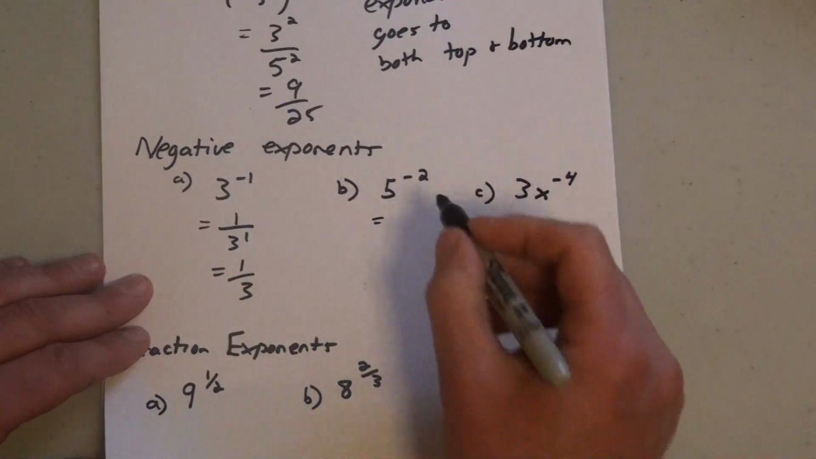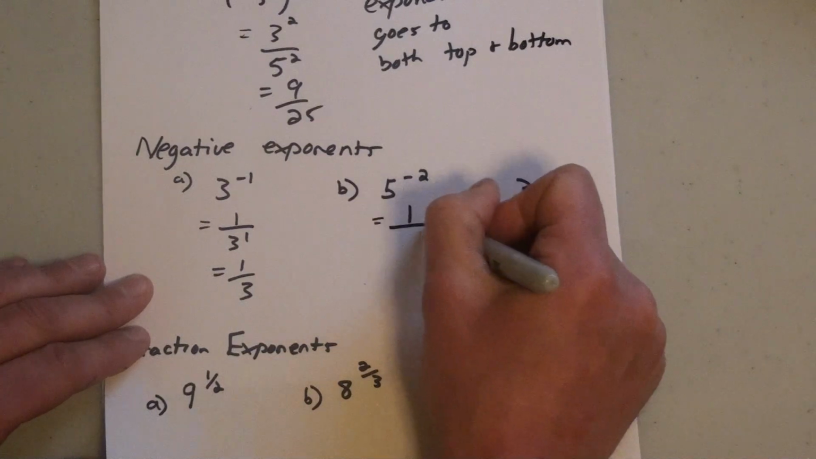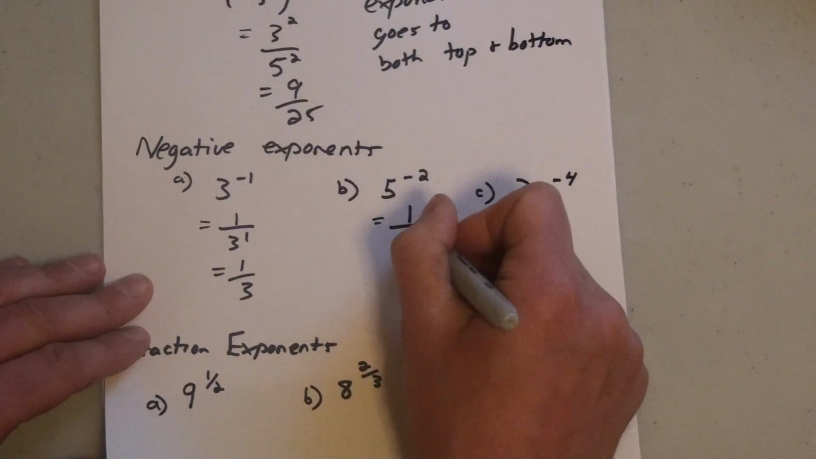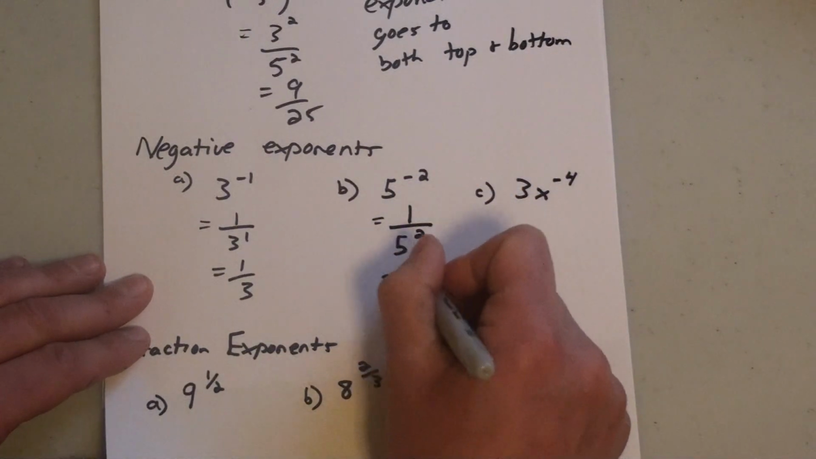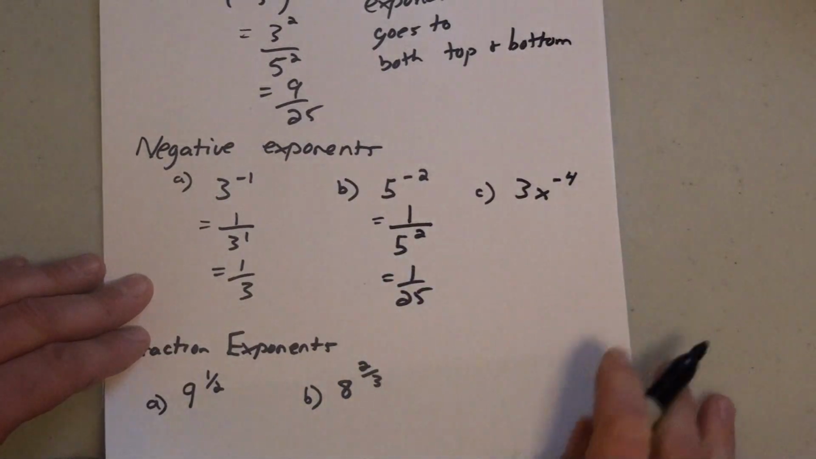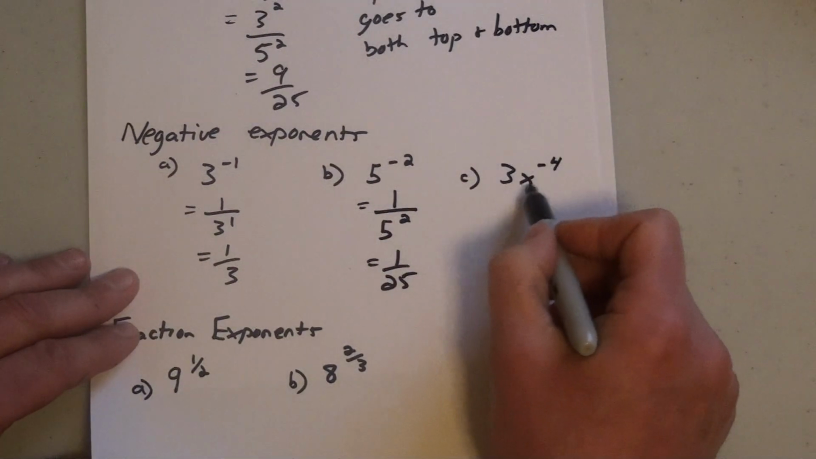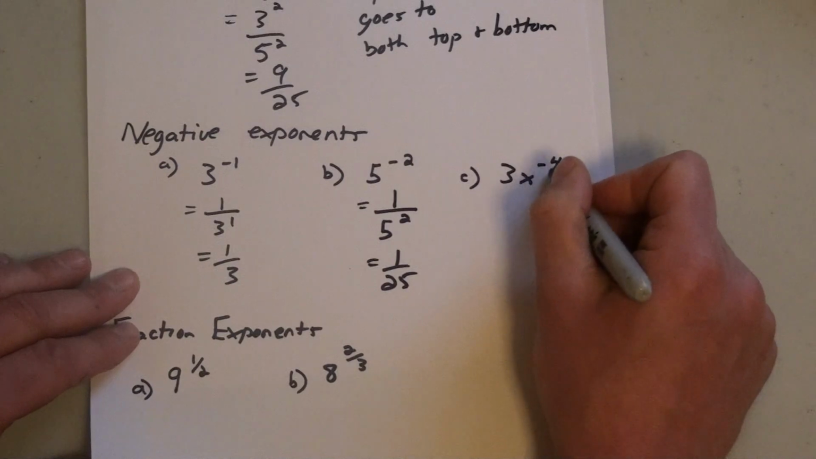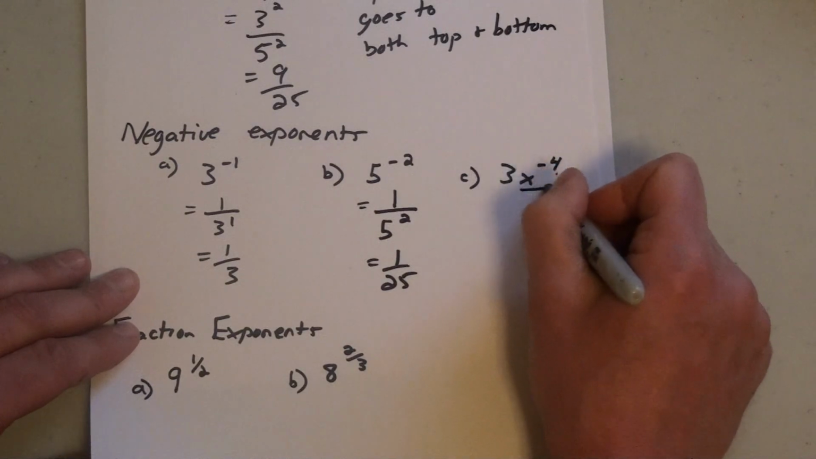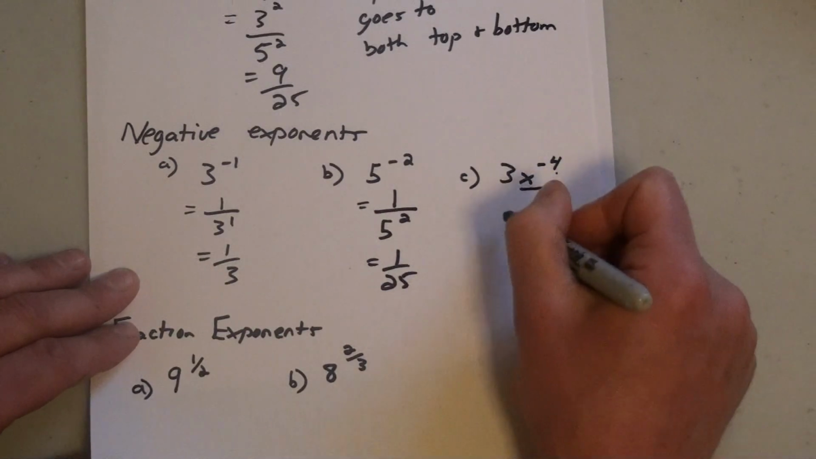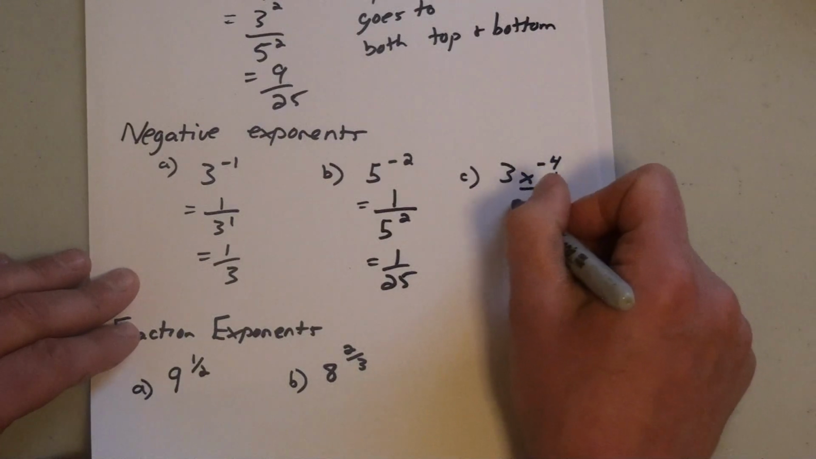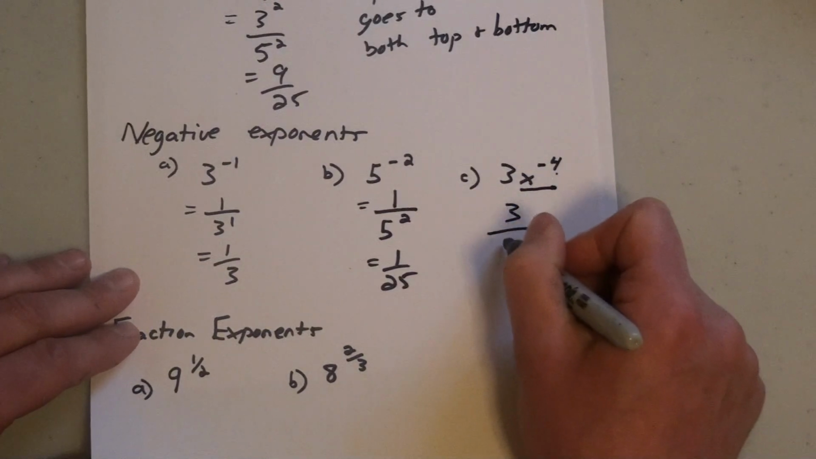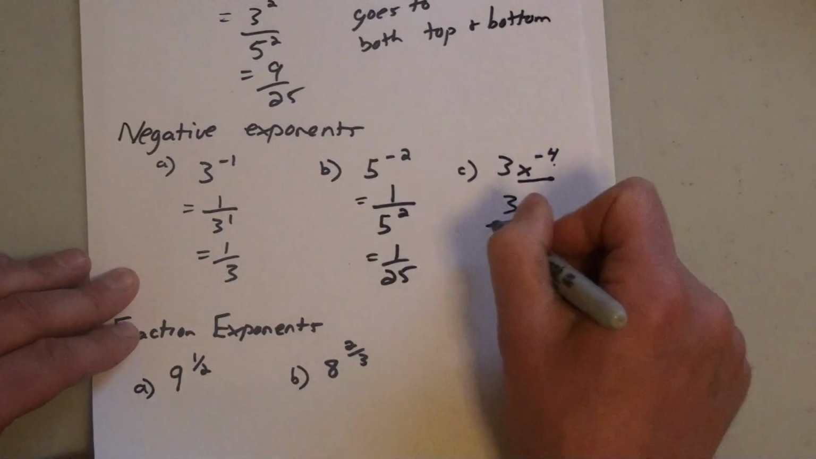5 to the exponent negative 2, again 1 over, and it becomes 5 to the exponent positive 2, which is 1 over 25. And again, if I have a coefficient mixed in, here my negative 4, exponent negative 4 is only on the x. So it's only the x that will be taken down to the denominator and turned to x to the positive 4.